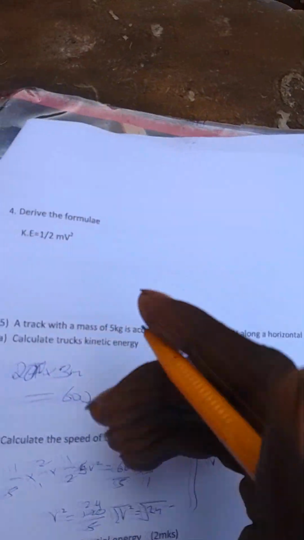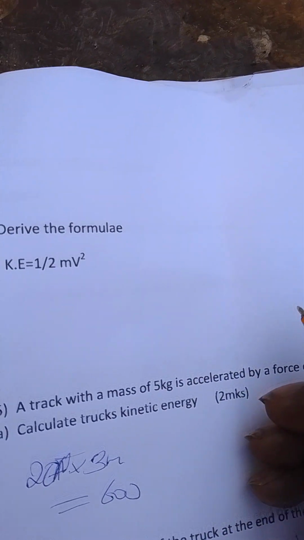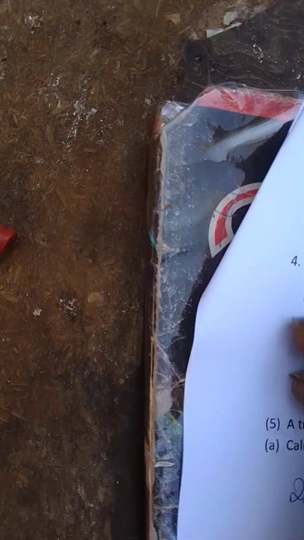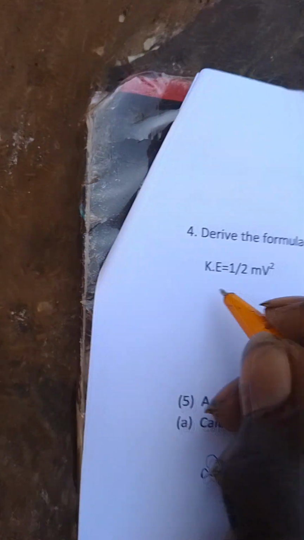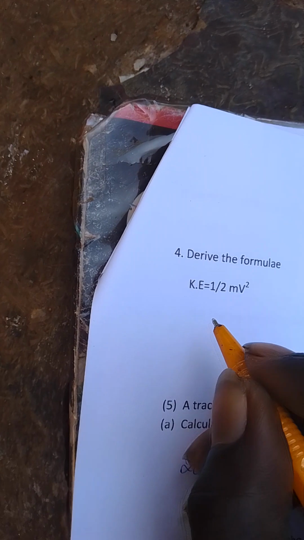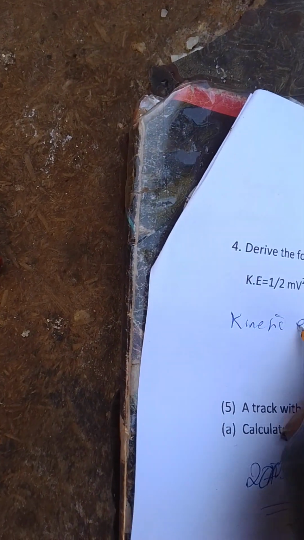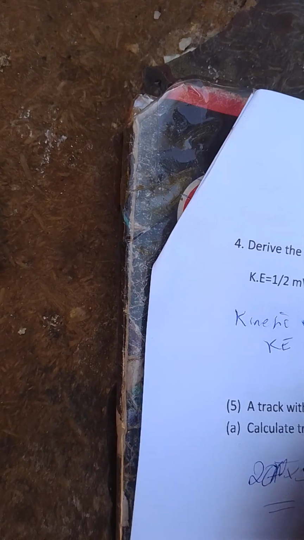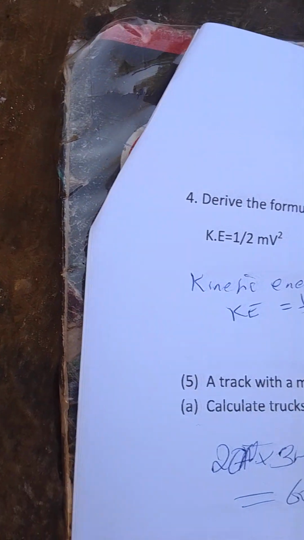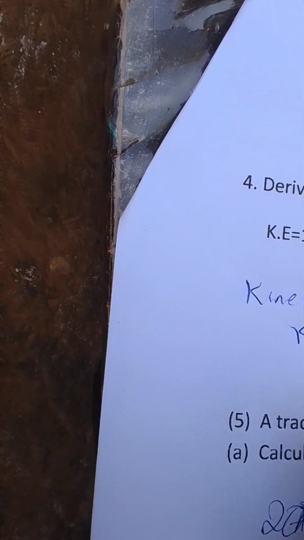This is the question number 4. Derive the formula of half mv squared. KE is equal to half mv squared. And you realize that this is a formula for calculating the kinetic energy of a body. So the kinetic energy KE is equal to half mv squared. How do we arrive at this formula? This is what you do.